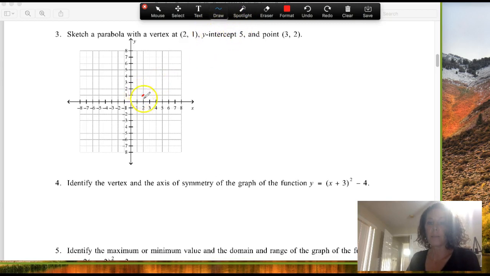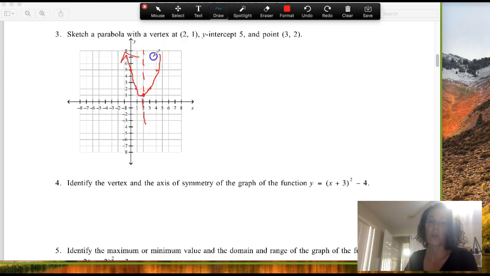A y-intercept of 5. So that means on my y-axis, I have this point 5. Now, if I know this is my vertex, I do have an imaginary axis of symmetry right here that goes right through my vertex. So if this is my vertex and I have this point, I have a matching point on exactly the other side right here. And I'm going to have the point 3, 2. So I go over 3 and I go up 2. I also will have a matching point on the opposite side of my axis of symmetry. So here I have enough to graph. And it looks something like this.